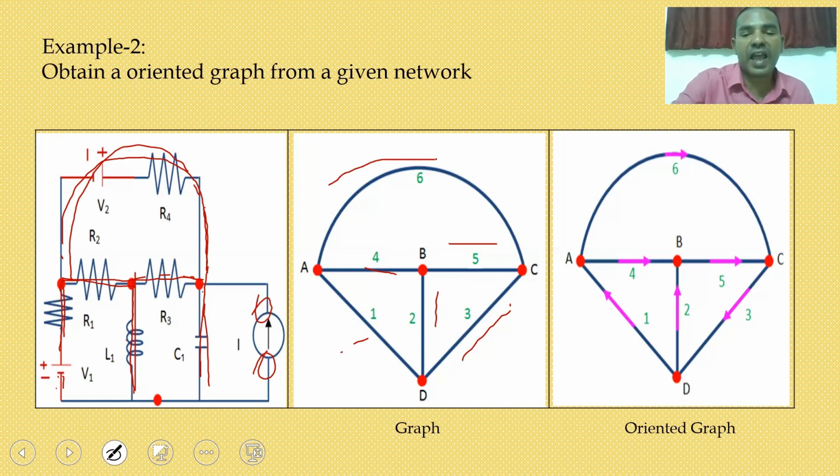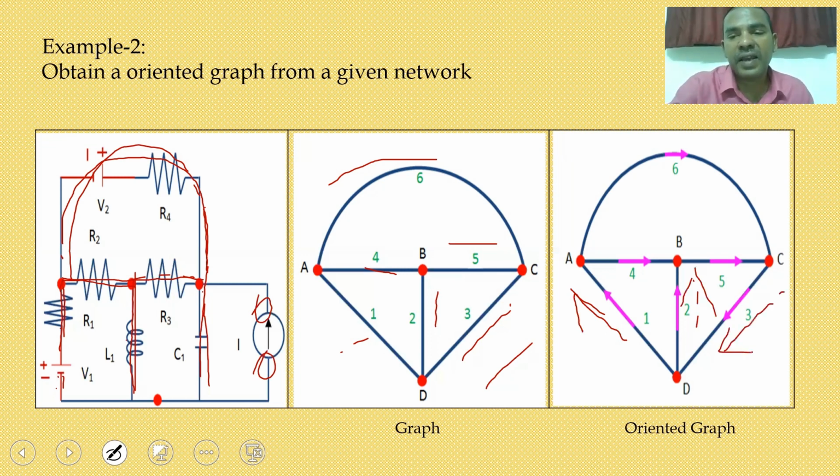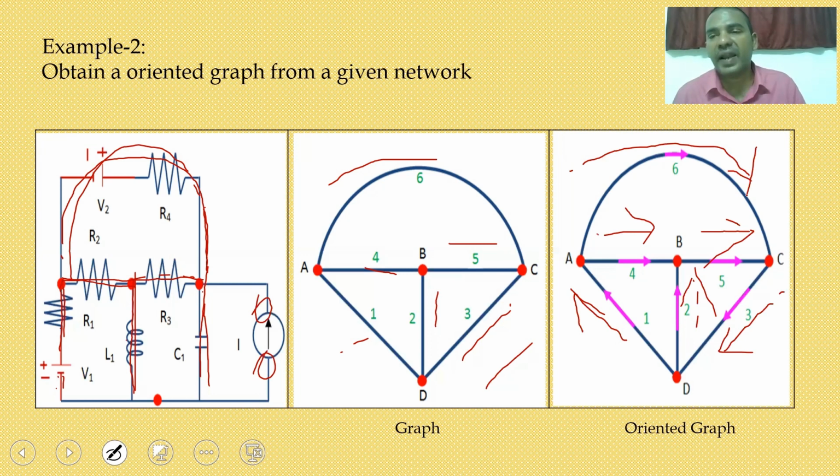So now this is a graph. For this graph, if you give your own directions, then you can call it an oriented graph. Here the direction of current is moving like this, and similarly for each of the other branches, up to branch 6. I have chosen some directions. We are not bothered about the total circuit; we are concentrating on the structure of the given graph. For this graph I have chosen different directions, so you can say that this graph is a directed graph or an oriented graph.